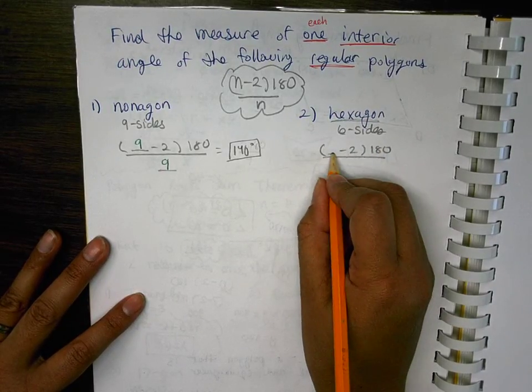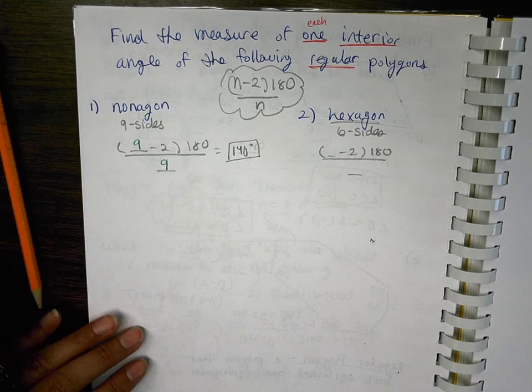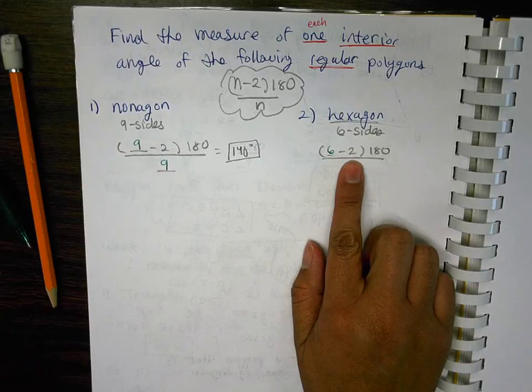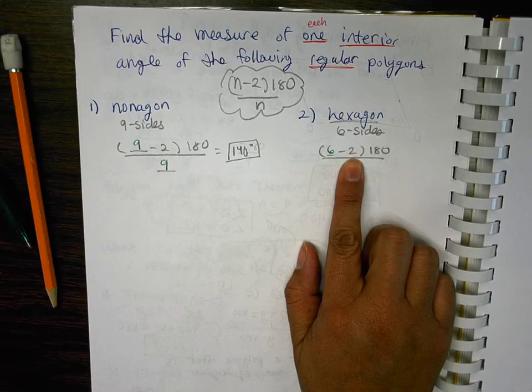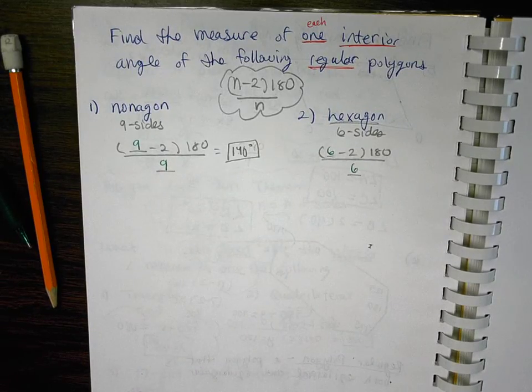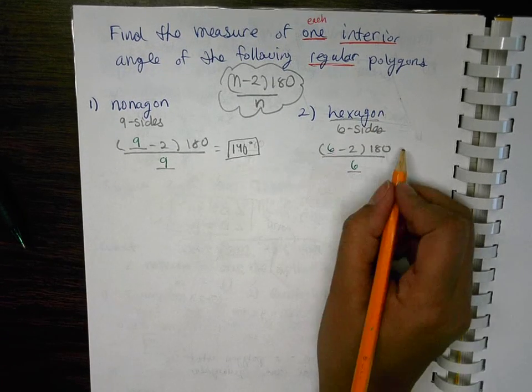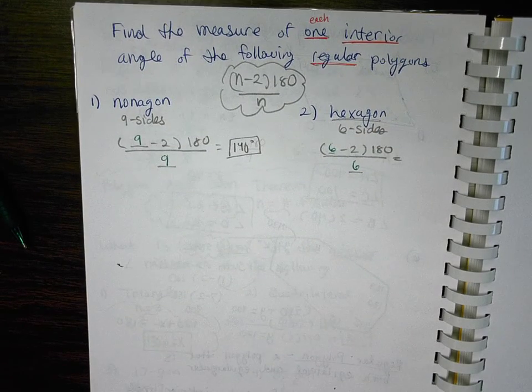What goes in the blank? 6. So plug it in your calculator. 6 minus 2 times 180, you're finding all of the angles. Once you divide by 6, you're finding one of the angles. What do we get? 120.